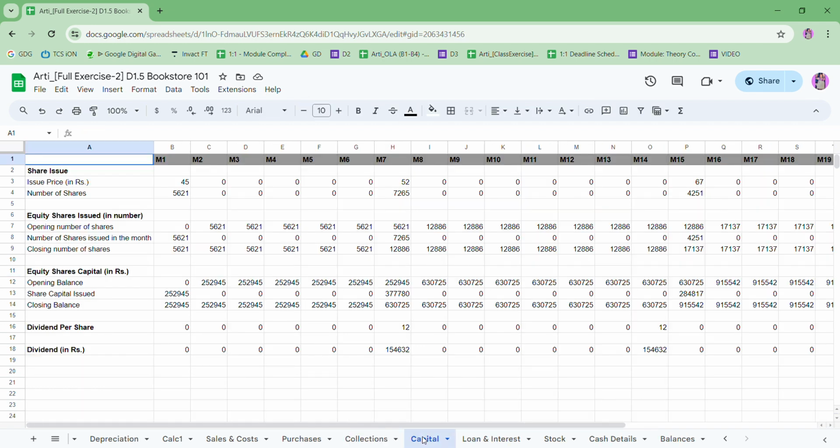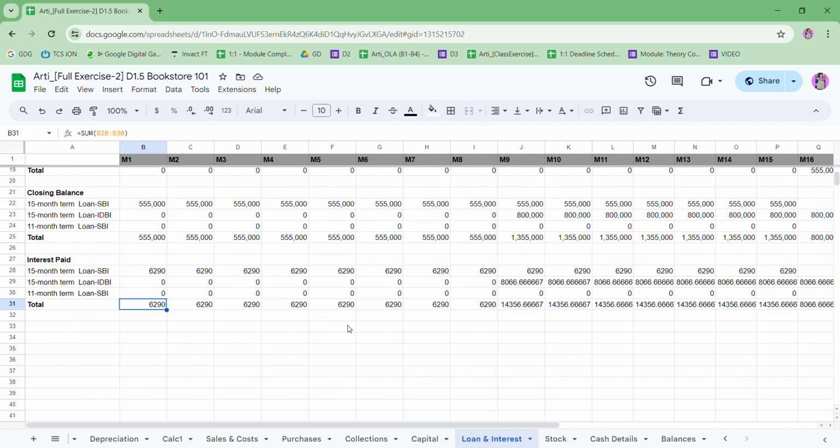Now we can see the capital, where we have shown issue price and number of shares with the respective month. Share capital issued has been calculated. How has it been calculated? We have multiplied the issue price by the number of shares. The dividend per share has been shown with the respective month by referencing the assumption sheet. And dividend in rupees has been calculated. How? By multiplying dividend per share with the closing number of shares. So we are here with the dividend in rupees.